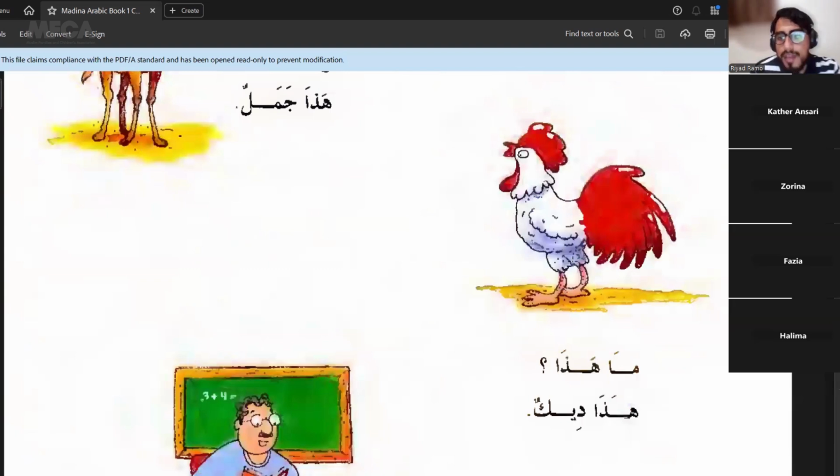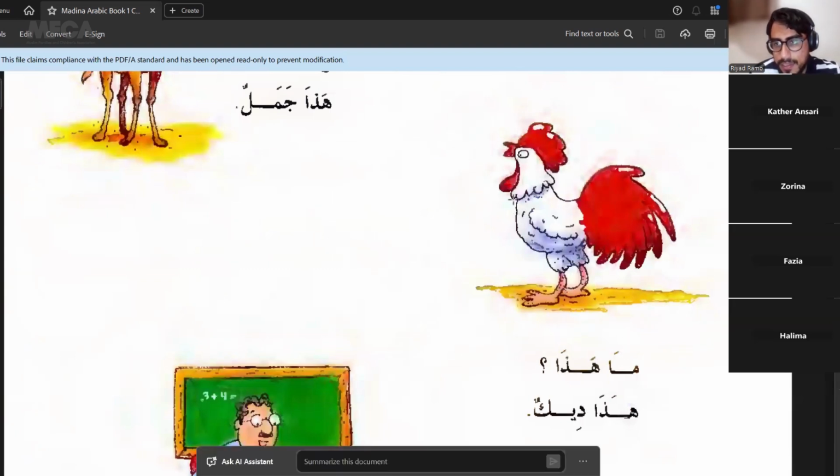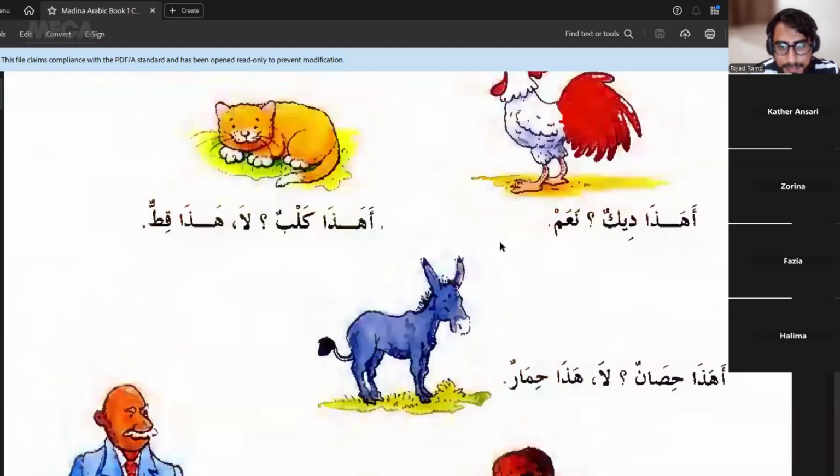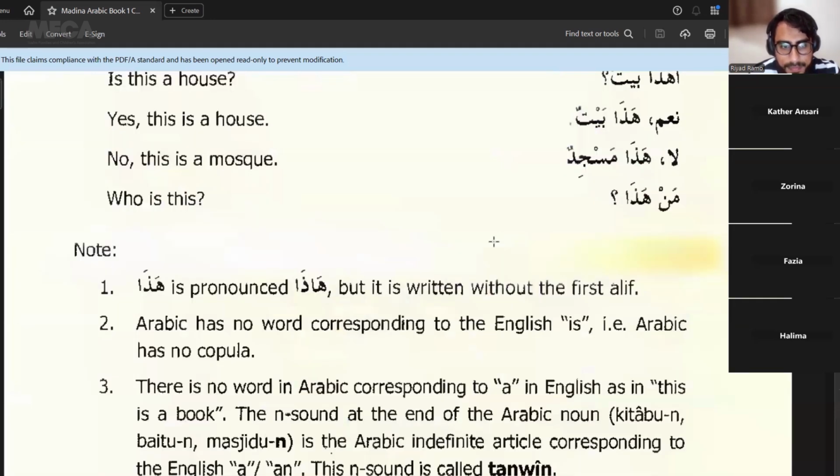Oh, for example, this one. ما هذا? What is this? هذا ديكم. This is a rooster. Okay. That's that.